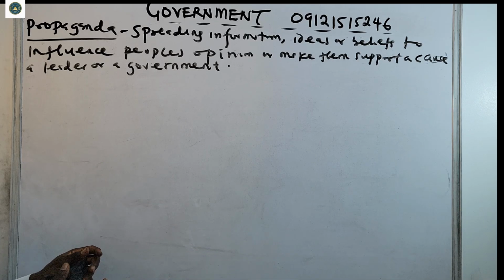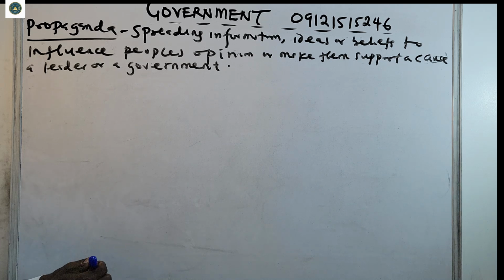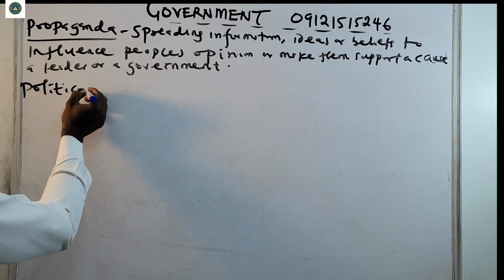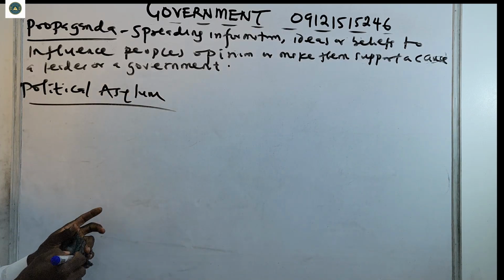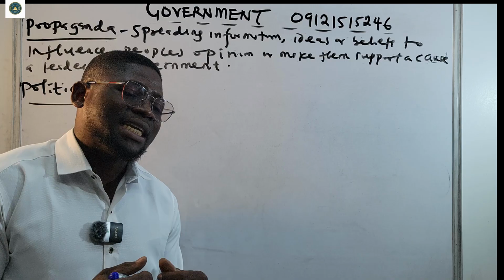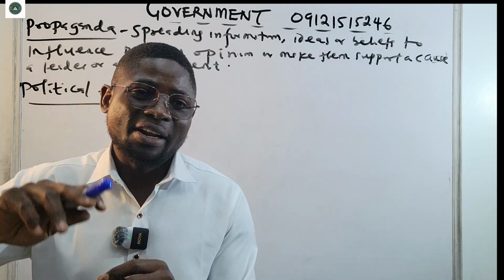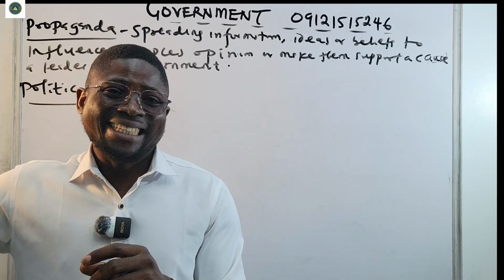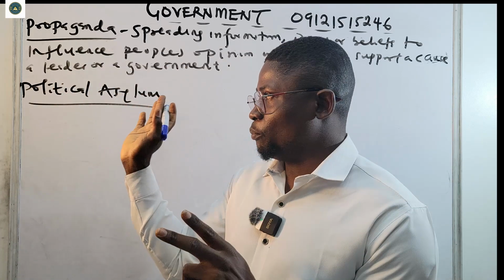So that's what propaganda is: spreading information, ideas or beliefs to influence people's opinion or make them support a cause, a leader, or a government. Then, of course, we now have the next one called political asylum. Now, in political asylum, a person runs away from his own country to go and seek refuge in another country, so that he will be protected there in that country. So that's what happens in political asylum.